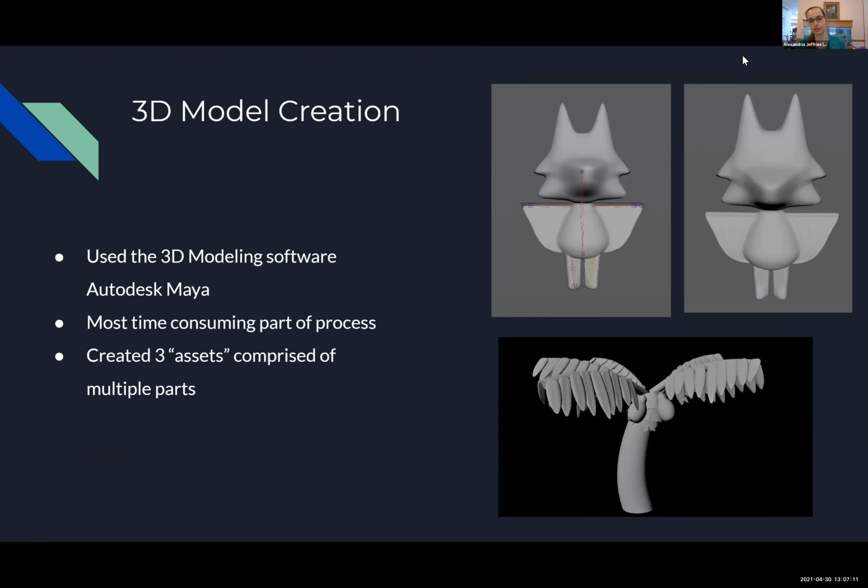So after I had the character designed, I went into Maya and I 3D modeled it. This was the longest part of the process. And I ended up creating 3 different assets. There's the character asset, and then you'll see at the bottom of my screen, there's the palm tree with the fruits on it. The tree itself is one object, and then the fruits are a secondary object.